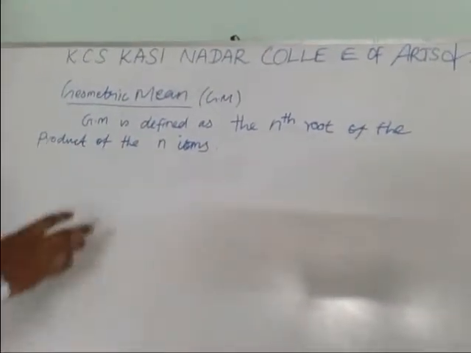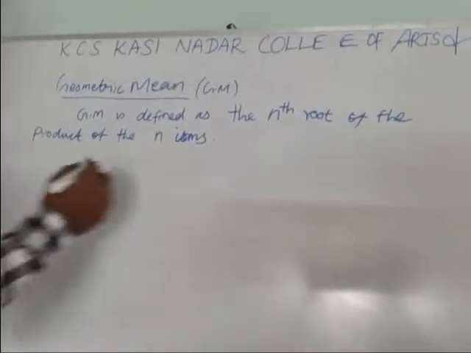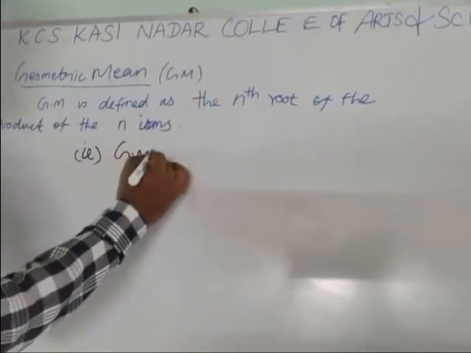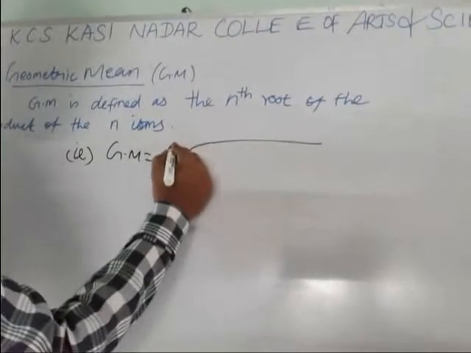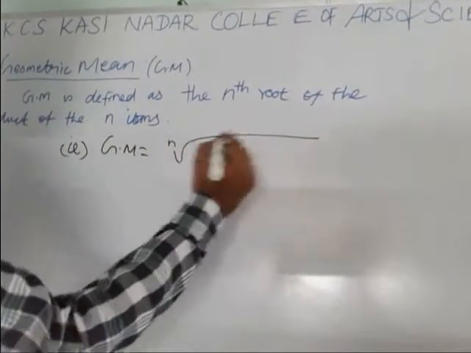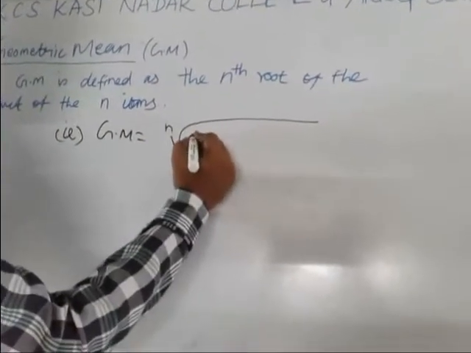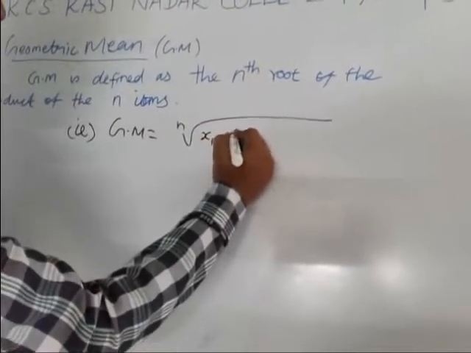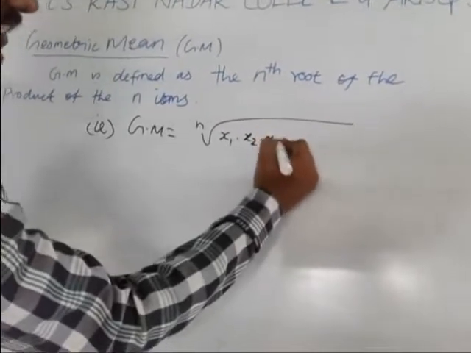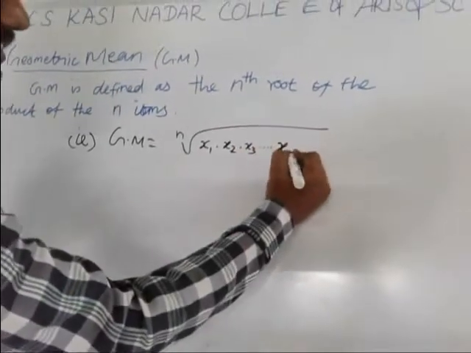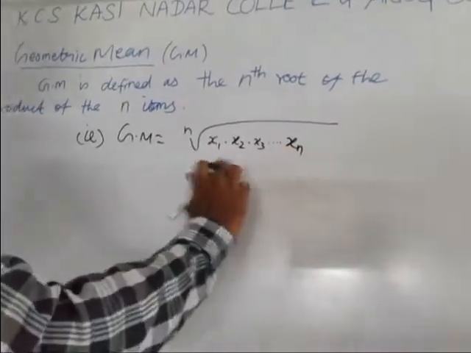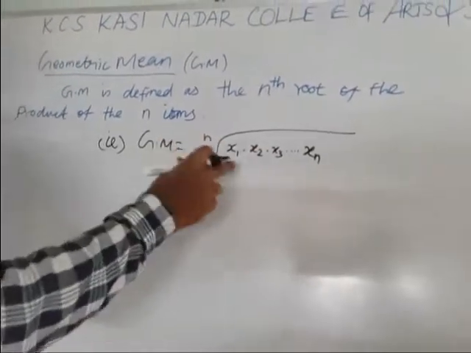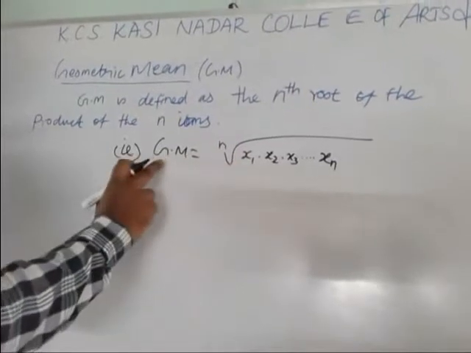Instead of writing this, we can write it shortly. GM is nothing but the nth root, you write n here, of the product of n data. That is n values, that means x1 is one value, dot x2 dot x3, and it goes on until the last value xn. So the product of the n values, after that you take the nth root. So this is the definition for geometric mean.